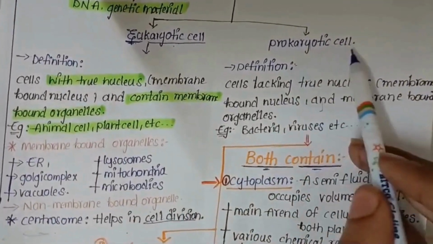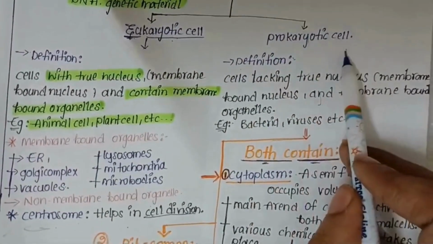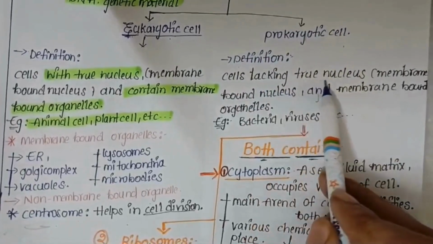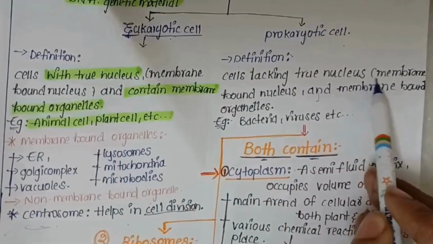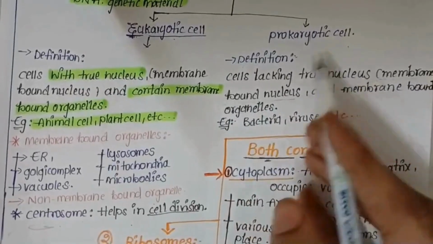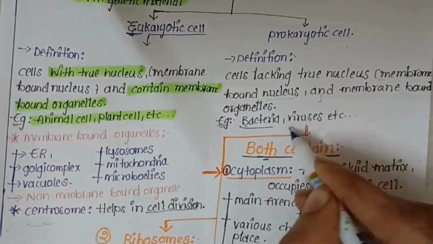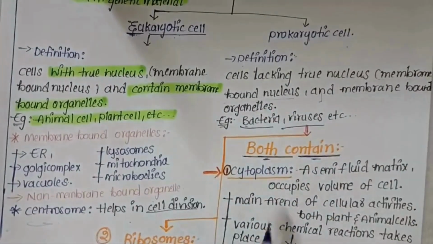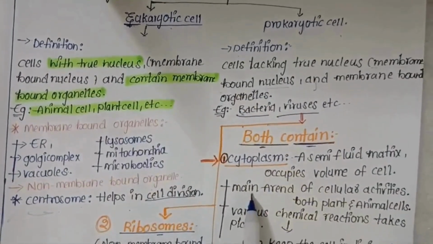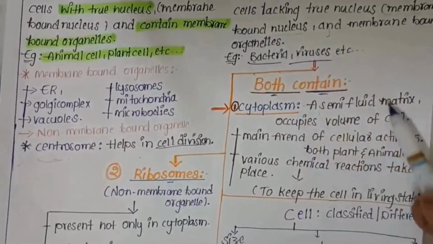Coming to prokaryotic cells, pro means before, karyotic means nucleus, which is defined as the cells which lack a true nucleus, which means a membrane bound nucleus and membrane bound organelles. Examples of prokaryotic cells are bacteria, viruses, etc.